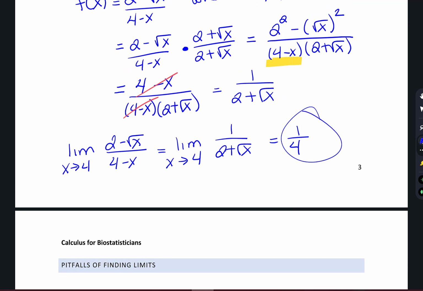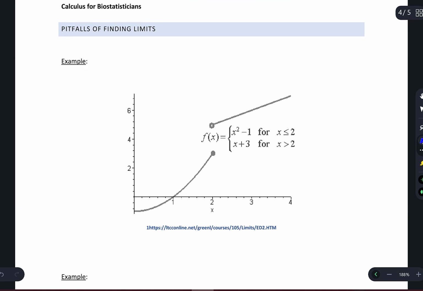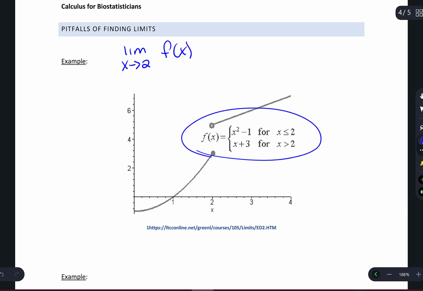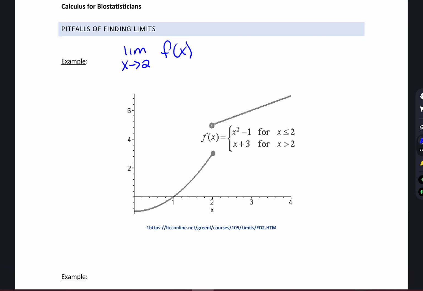So next, let's look at some examples where the limit does not exist. And so in comparison, we can see what that would look like. All right, so in this first example, we're going to look at the limit as x approaches 2 of f of x. And here is what f of x is equal to. And so we have a plot of what f of x looks like here.